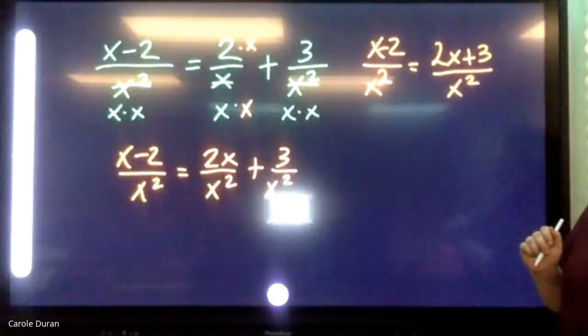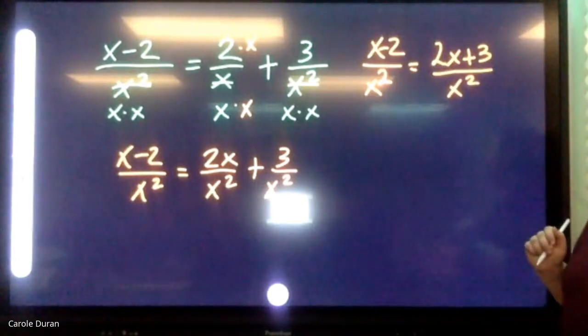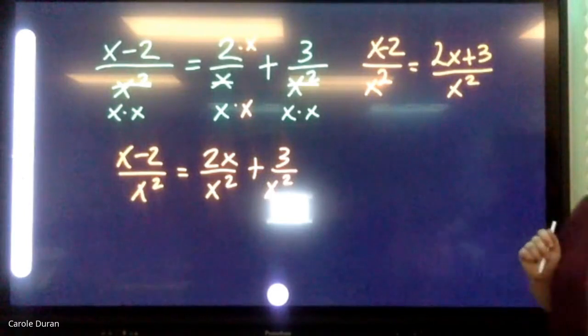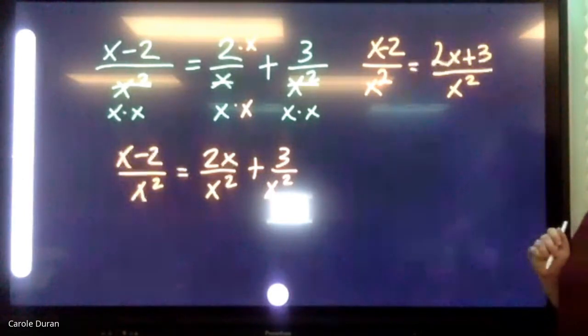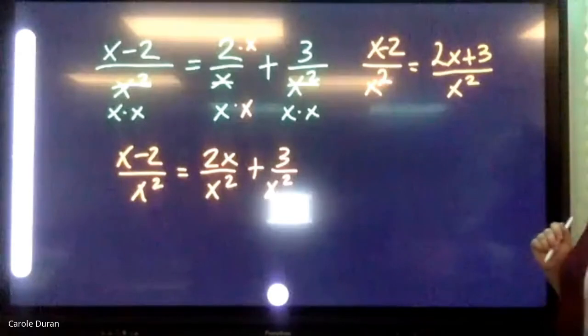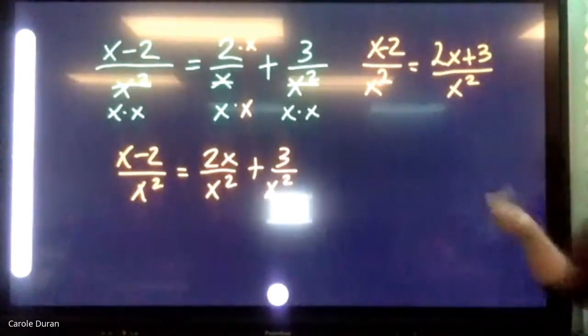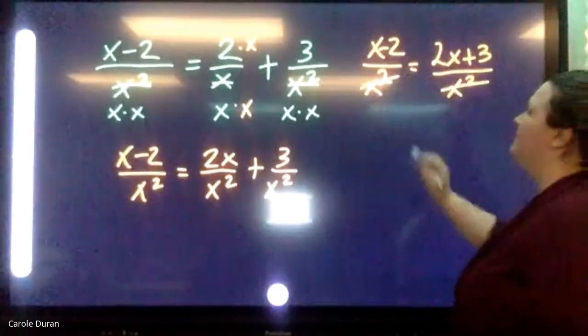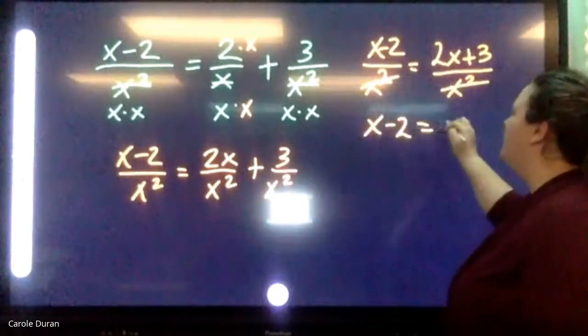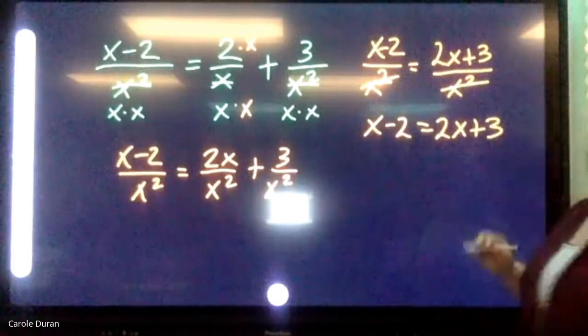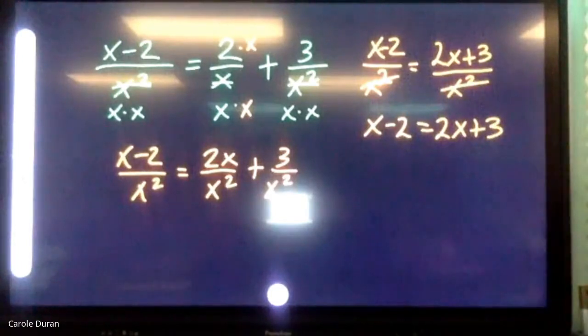Now what do I do? This is what we're in. Combine. Who wants to help Bailey out? Cancel the denominators. Why can I cancel the denominators? Because they're the same on both sides of the equal sign. So that means they're gone. And what I'm left with is simply that numerator equation. Bailey, finish solving it out for us.